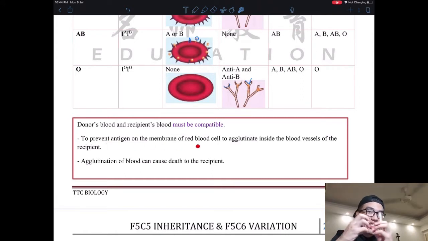Agglutinate means they stick together, they clump together. You will have blood clot inside your blood vessel. Yes, blood clot is important to stop bleeding, but if it happens inside of a blood vessel, that is disaster. All right.